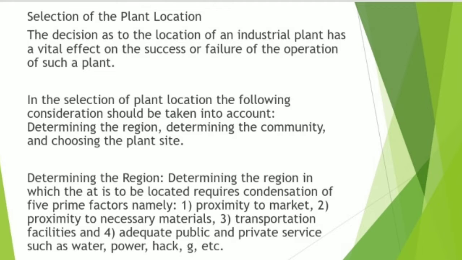Determining the region. Determining the region in which the plant is to be located requires consideration of four prime factors, namely: number 1, proximity to market; number 2, proximity to necessary materials; number 3, transportation facilities; and number 4, adequate public and private service such as water, power, and so on.